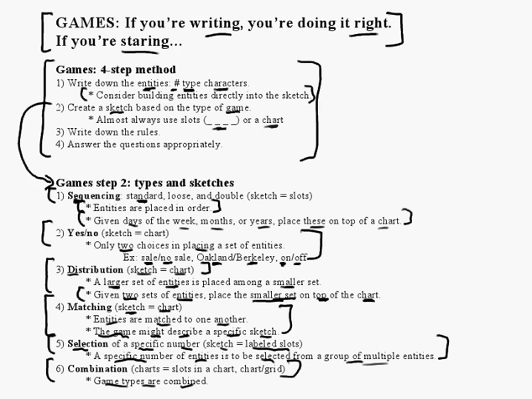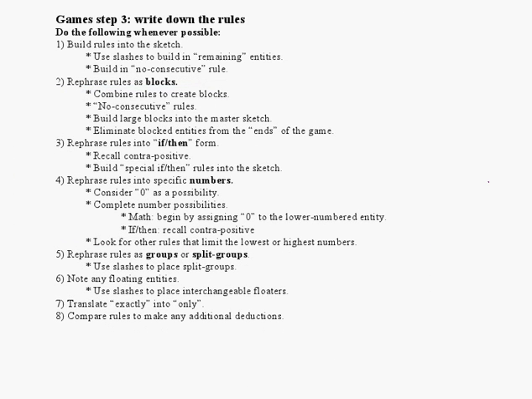All right, going back up here, the game's four-step method. Step 3 is to write down the rules, which I'm going to talk about in a minute. That's also making deductions as well. And then finally, step 4 is answer the questions appropriately, and I'm going to discuss that in a moment as well. So for now, I'd like to discuss step 3, which is writing down the rules. So let's talk about that.